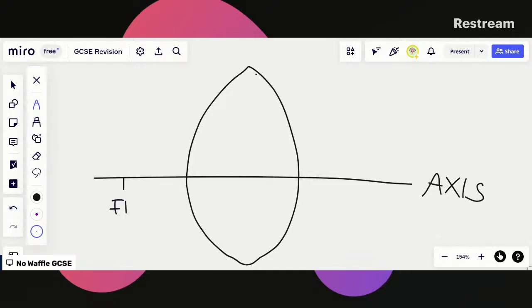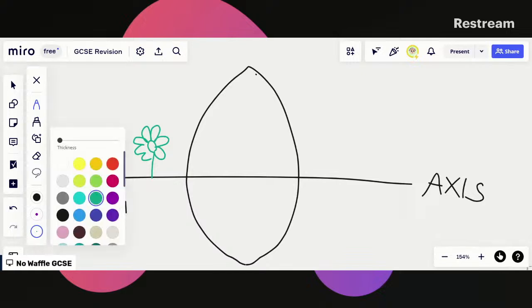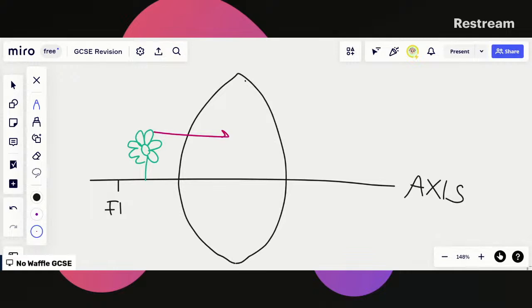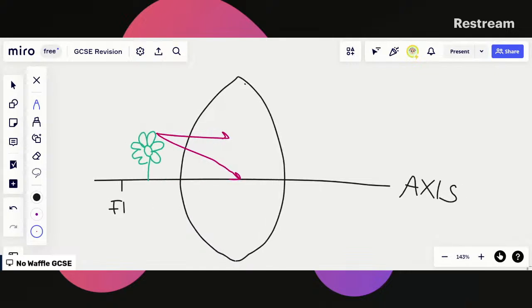Let's say the flower was right here. So with this flower, we're going to draw the two key lines, so from the top of the object to the center of the lens, and then from the top of the object, touching the center point of the lens, which is there. But these points won't actually meet, because remember, this is the virtual image that's less than one focal length. So you then draw the dotted lines.